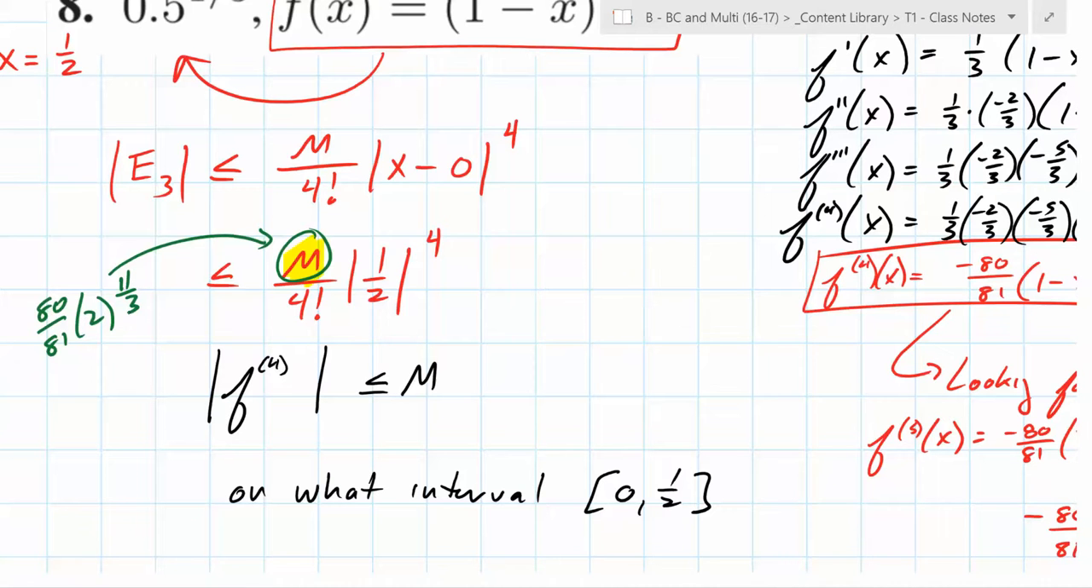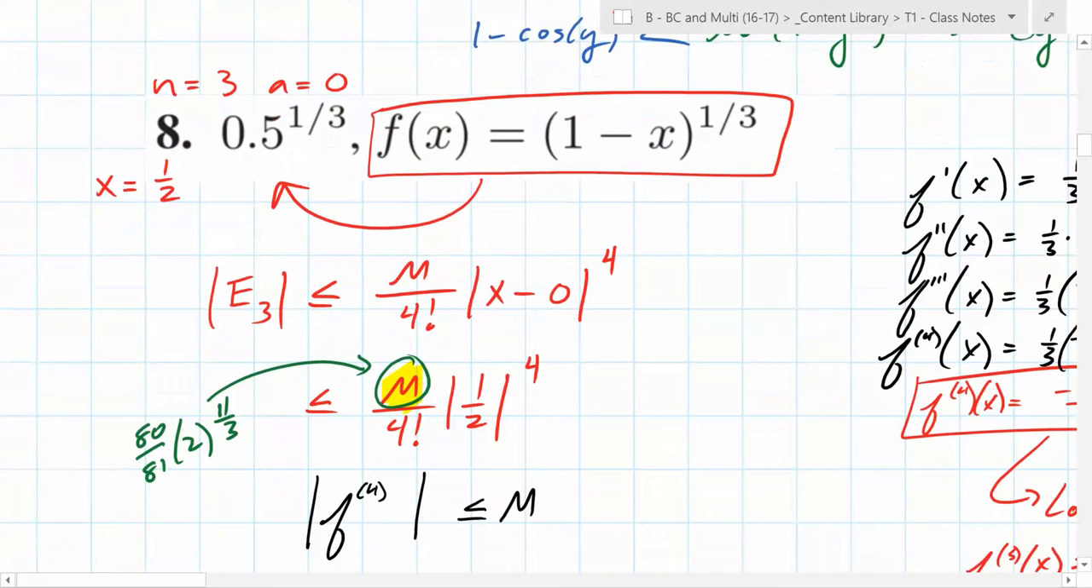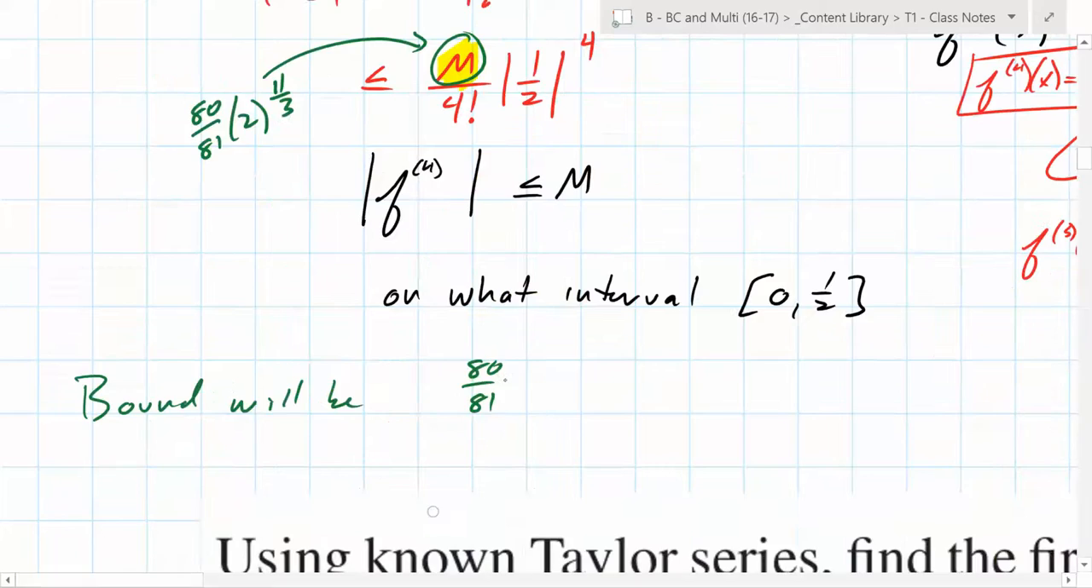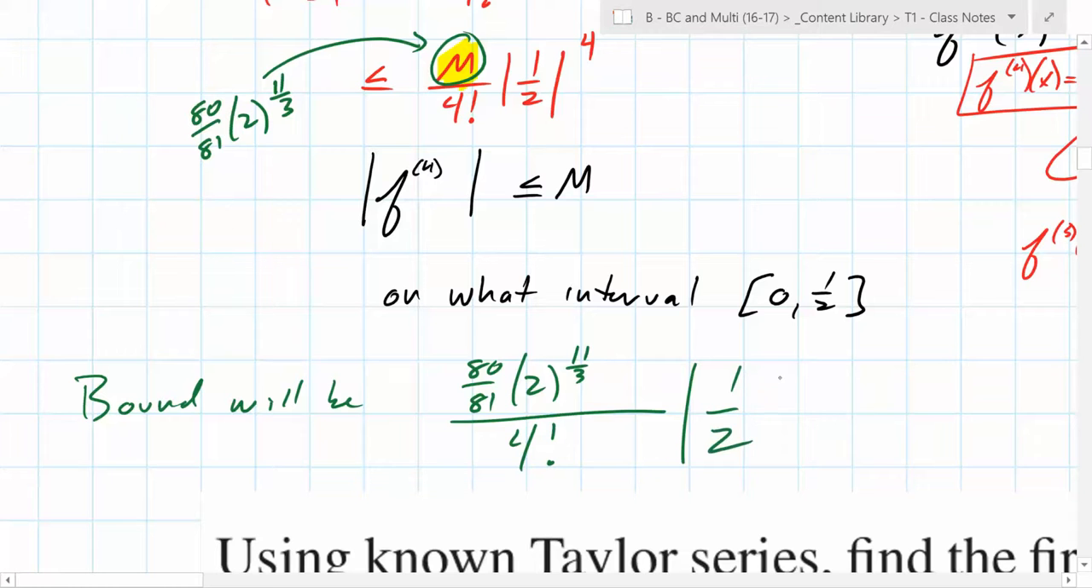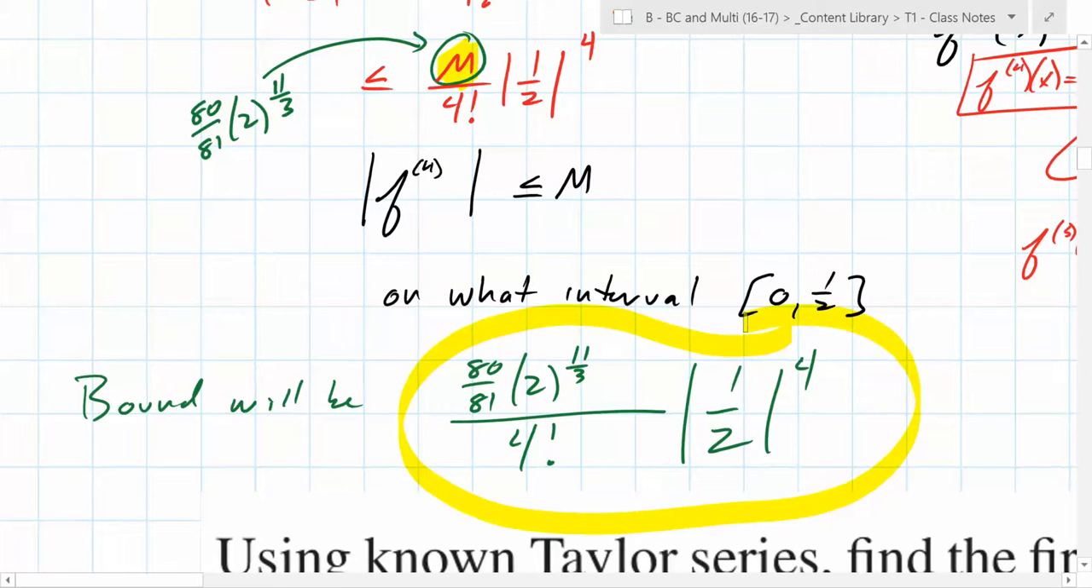I know, it's not cool. But the point is, it asks this. Let's go back and see what it says. It says times 2 to the 11 over 3 all over 4 factorial times 1/2 to the 4th. Now, could you spend some time simplifying this? Yes. Is that the bound? Yes. Could you plug that into your calculator and get some decimal? Absolutely. But is that right there the bound? Yes, it is.